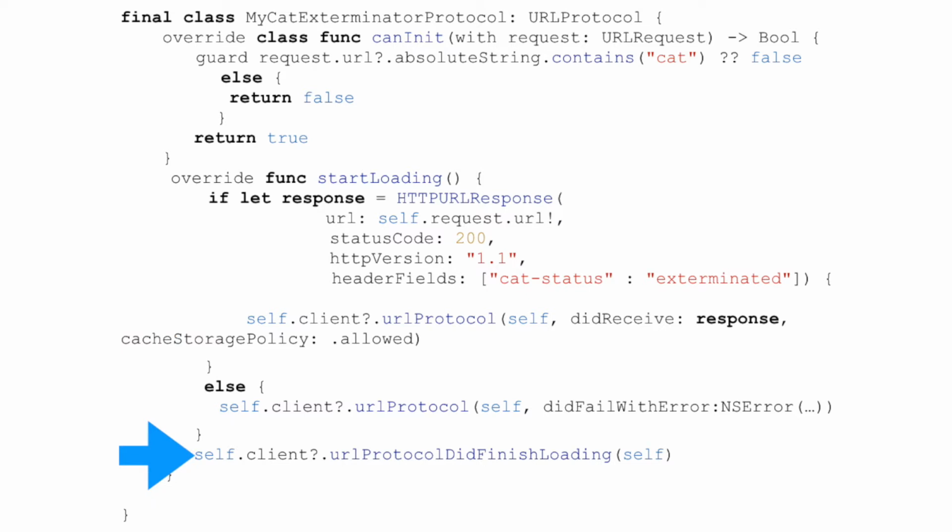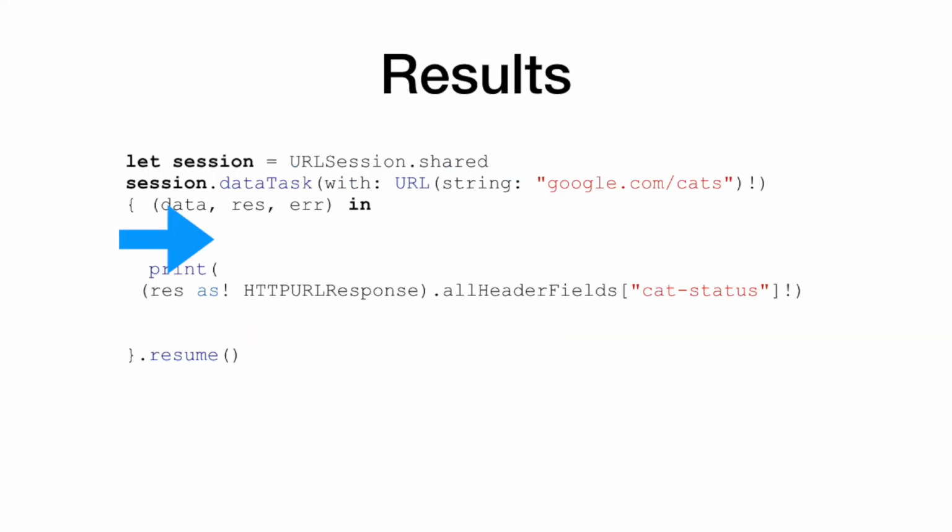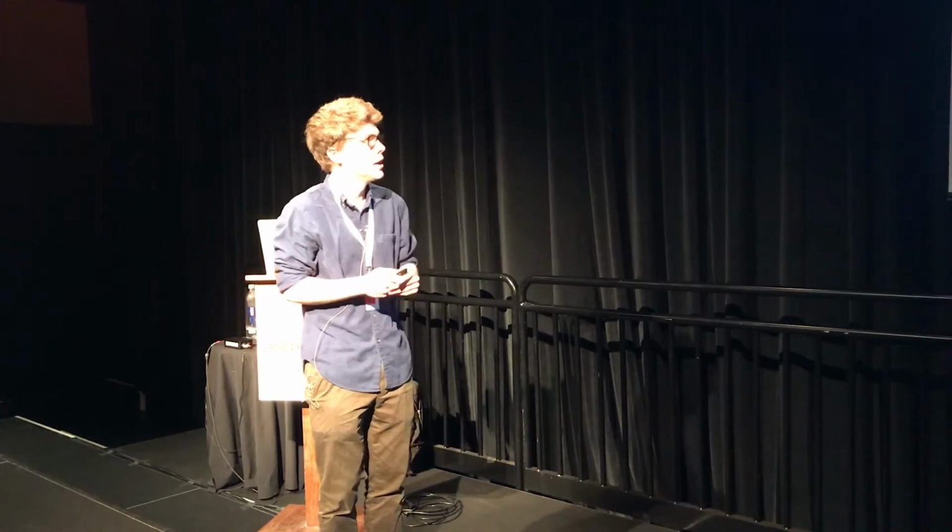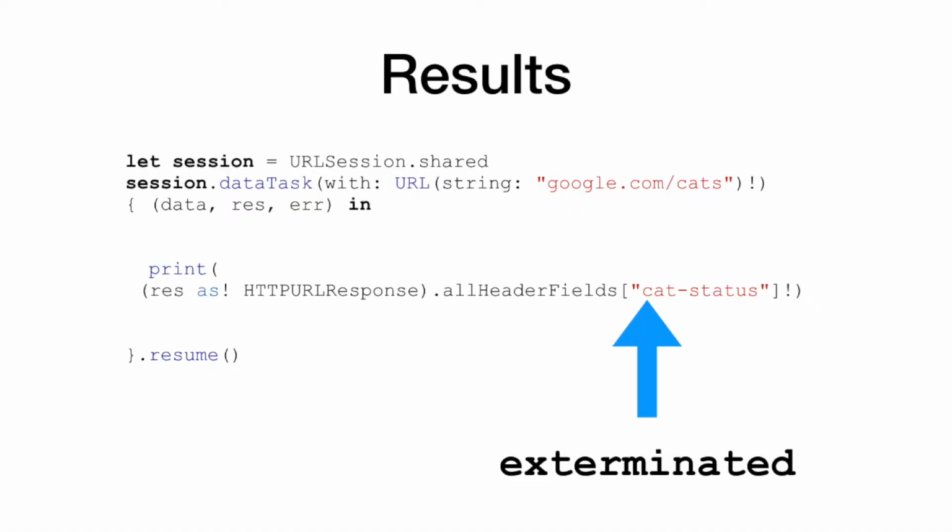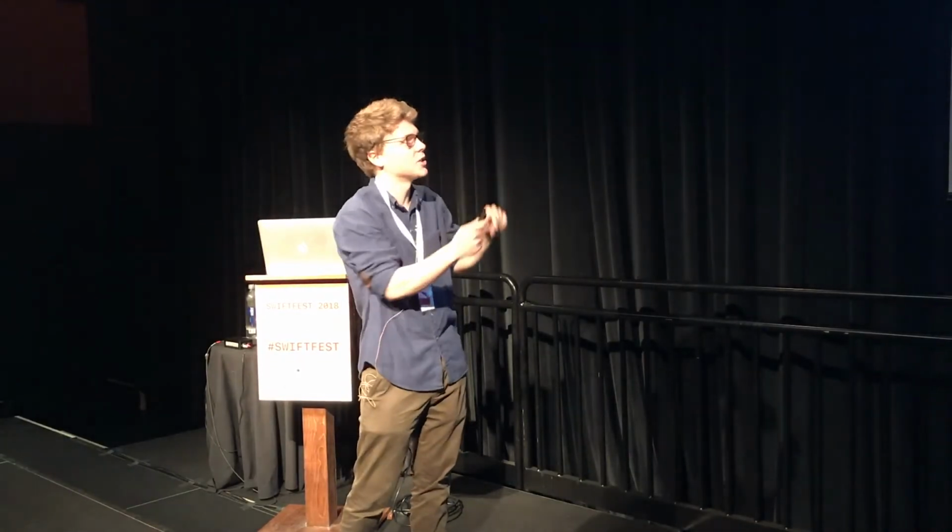And then we finish loading, and immediately like that, we're back here, right? So it's virtually zero latency, because we synthesized the request on the client, and now we're back here. And then we're going to print it, and it's exterminated, right? That's interesting. You'd think this would actually talk to the network, not knowing what URL protocol does, but it doesn't even leave the phone.